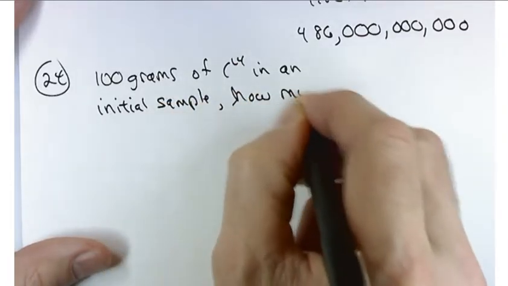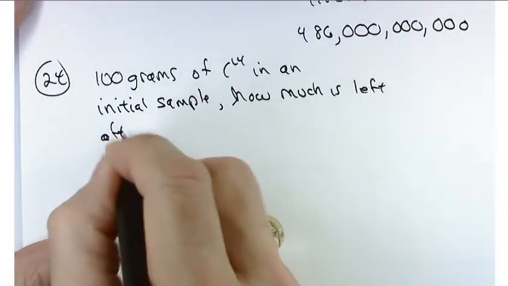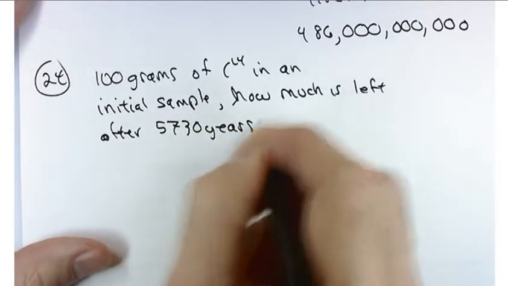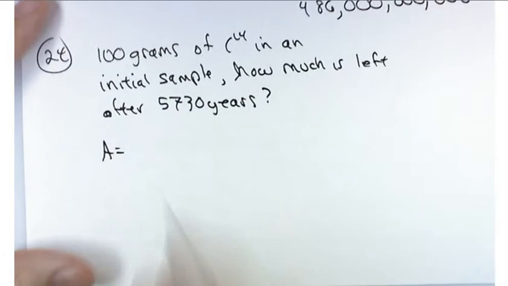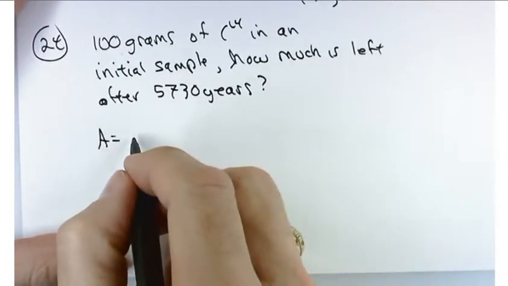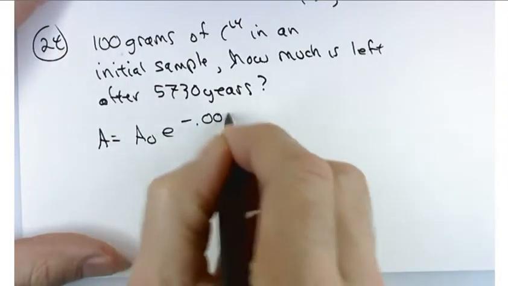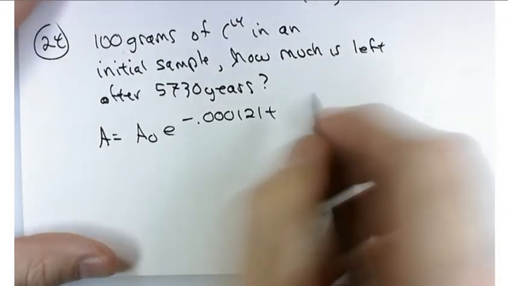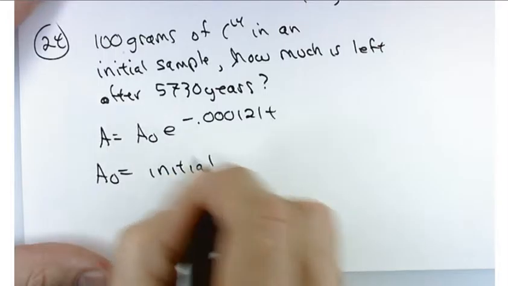How much is left after 5,730 years? Well, you need to know a formula that I will give you, or at least give you enough information to derive. A equals A sub 0 e to the negative 0.000121 times t. So A sub 0, that's your initial amount.